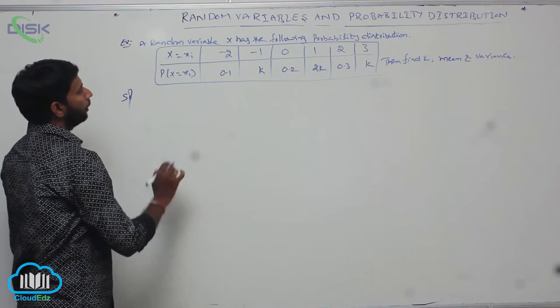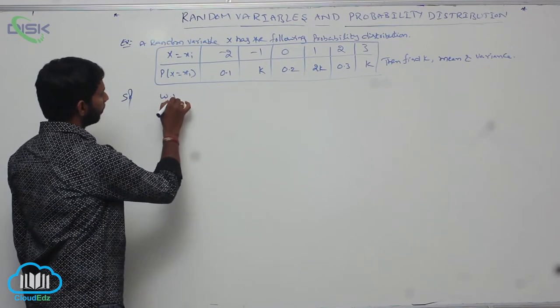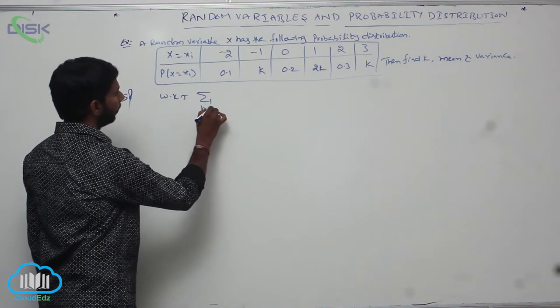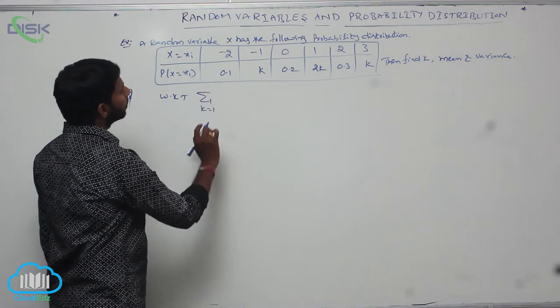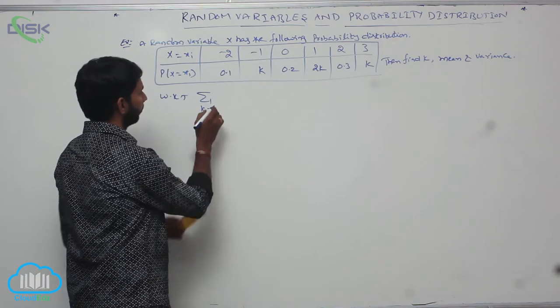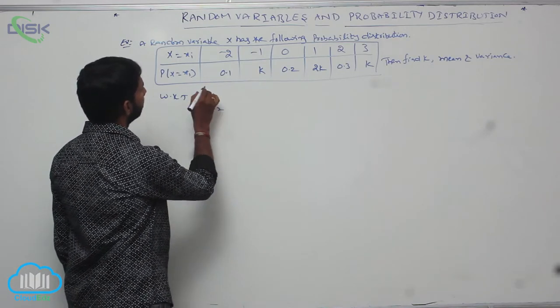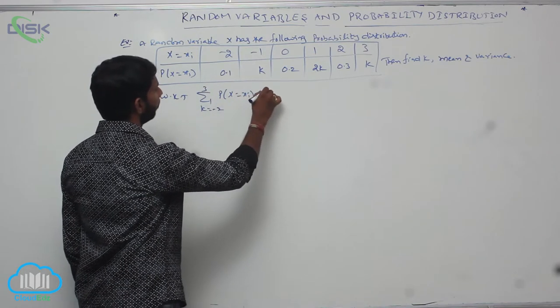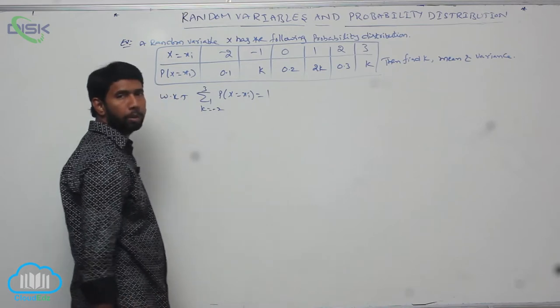First of all, find the value of k. We know that the sum of probabilities is equal to 1. That is, sigma over i from -2 to 3 of P of x equal to xi is equal to 1. Sum of probabilities is equal to 1.